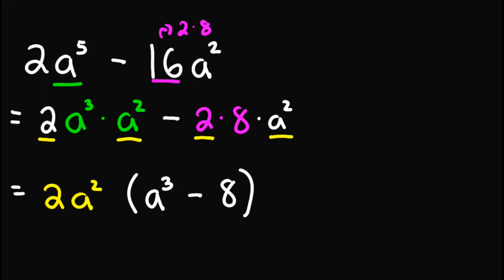Note that this isn't actually the fully factored form of this polynomial. That is because a cubed minus 8 can actually still be factored out. However, we won't discuss that out here first since our focus here is the greatest common monomial. To learn more about this, we're probably gonna tackle this one in future videos, especially when we talk about factoring binomials.